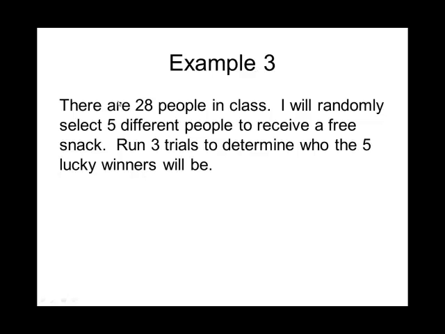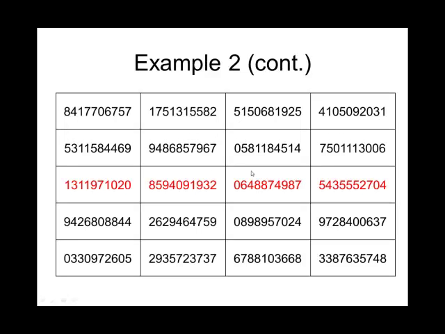Alright, in our third example, there are 28 people in class. I will randomly select 5 different people to receive a free snack. I'm going to run 3 trials to determine who the 5 lucky winners will be. Alright, so this time I'm going to start in my third row.